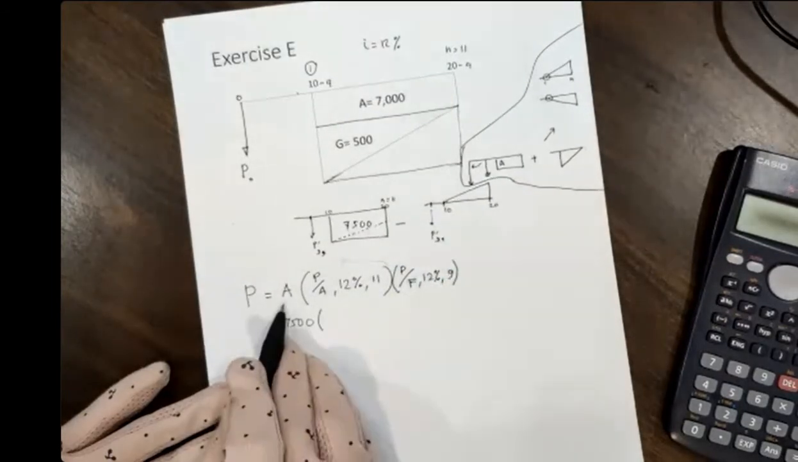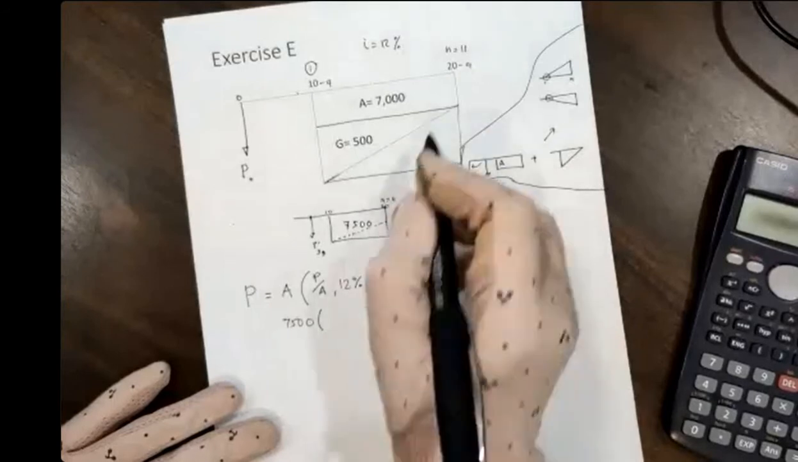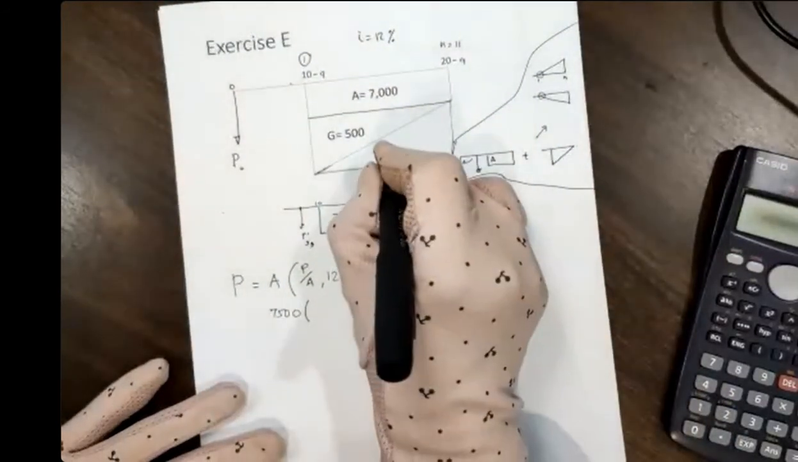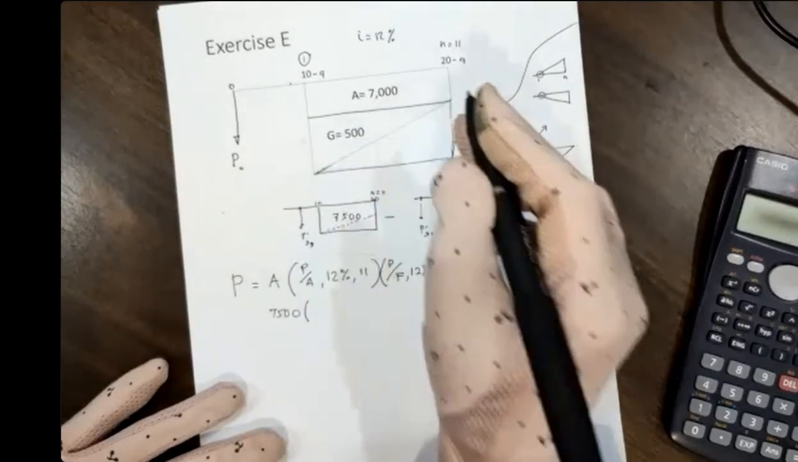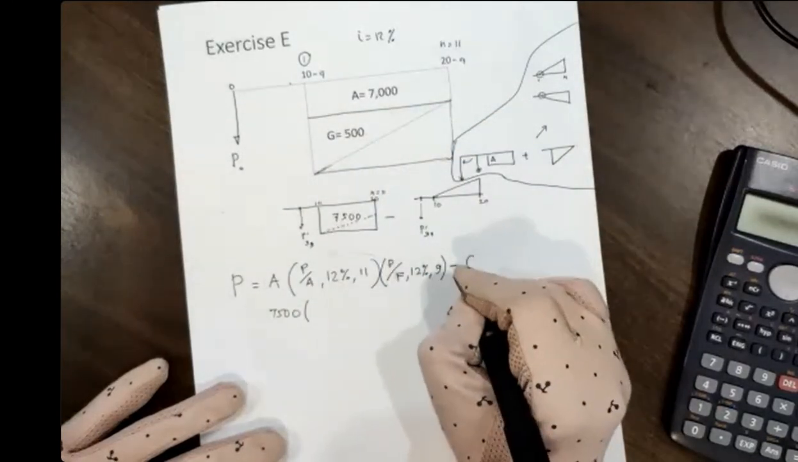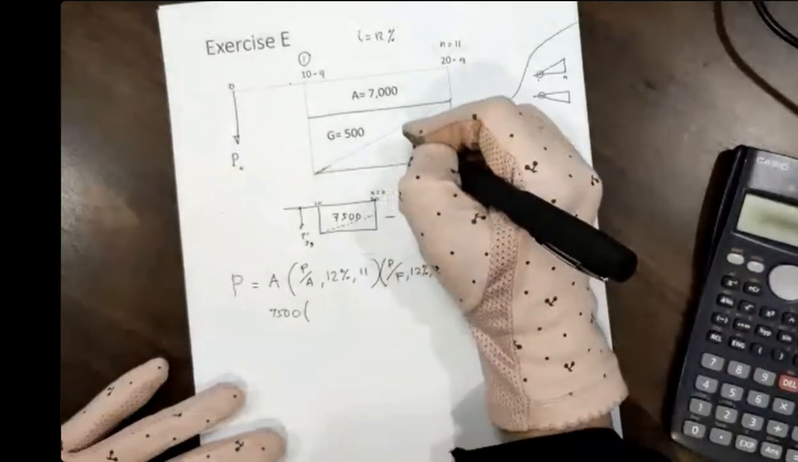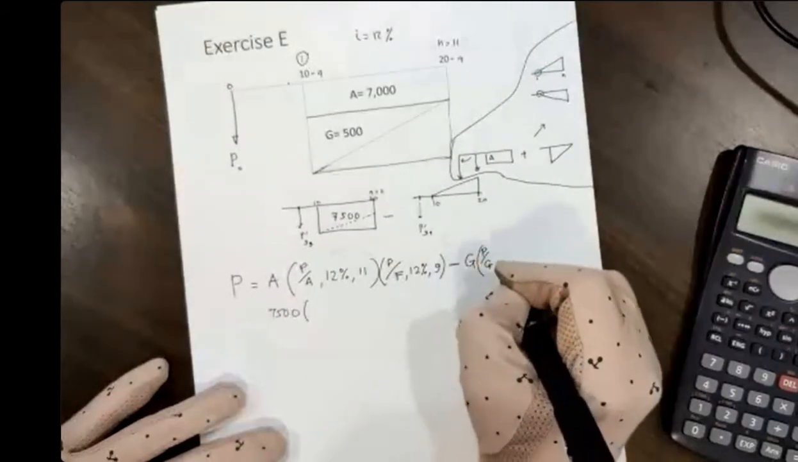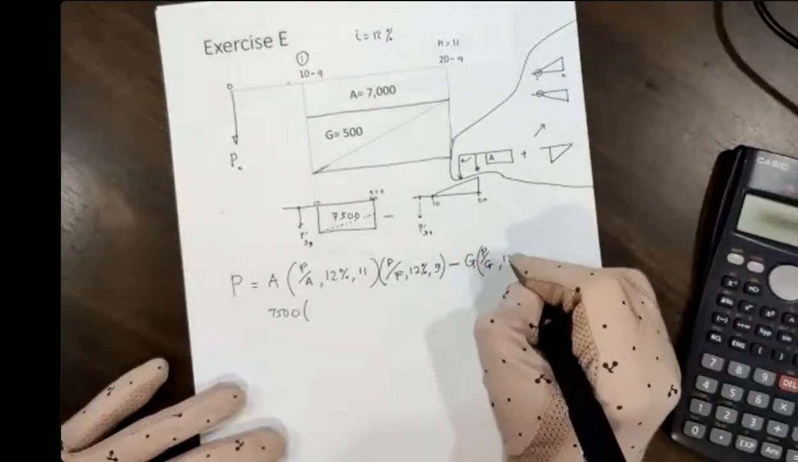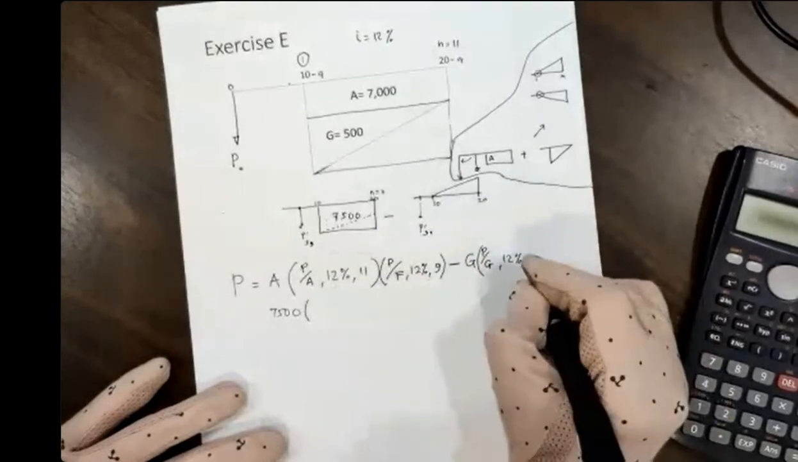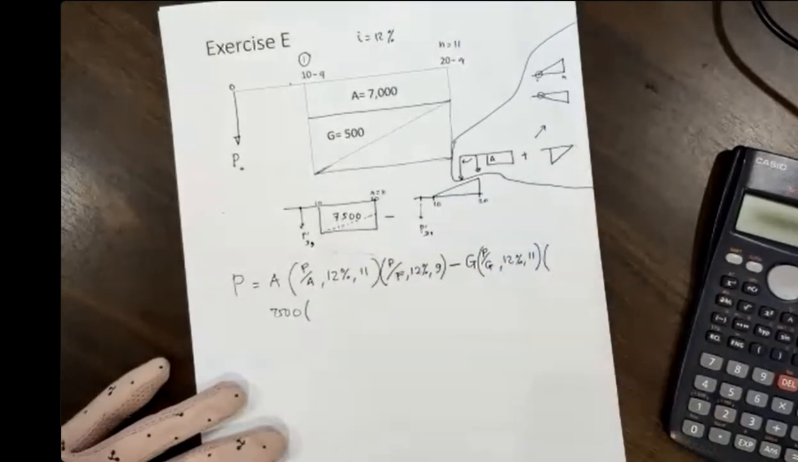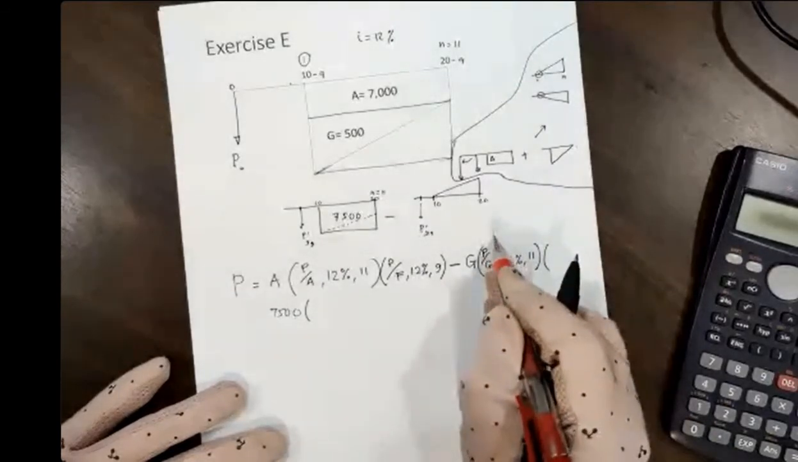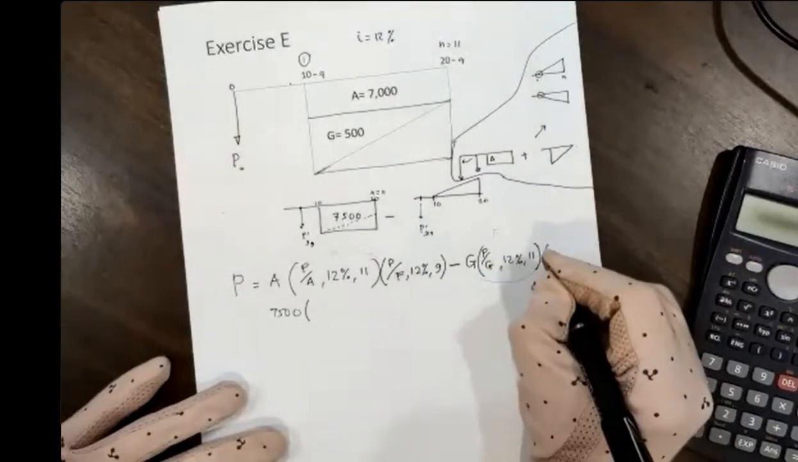Okay, settle for this A. Minus, because the rectangular is the bigger one, so you have to minus this triangle. Minus G, G is 500. G, P over G, I is 12% and N is the same, 11. This one becomes F, and this becomes F. So P over F.